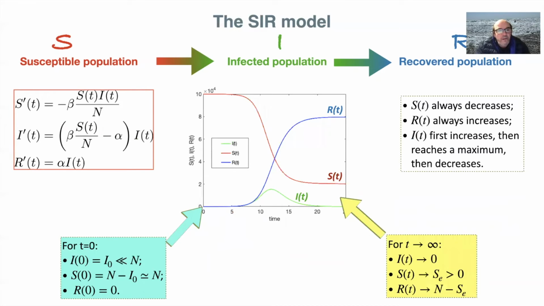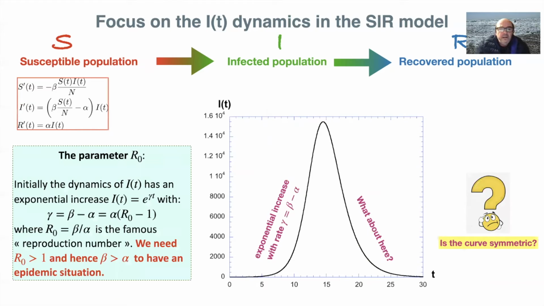We can also call the limit value of S, S infinity, or S E. As I said, I goes to 0 and R goes to N minus S E. For the initial increase, we can easily show that it's an exponential increase, and the coefficient of this exponential is gamma, small gamma.